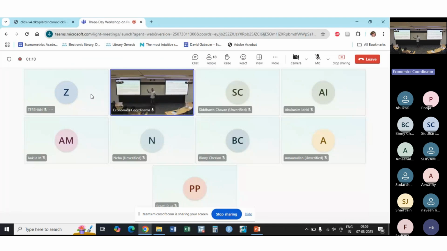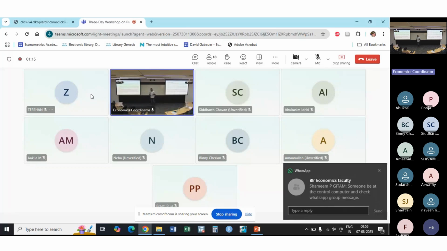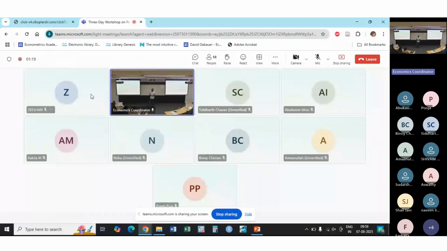So apart from that, there is one more classification, something called balanced and unbalanced panel. Depending on the structure, we need to choose the methods. Certain things we have to learn only by doing, through experience.